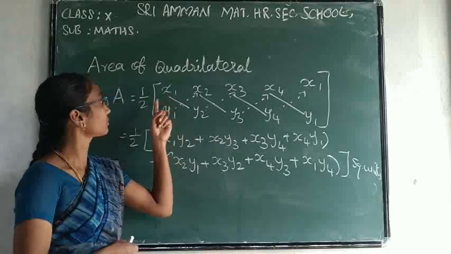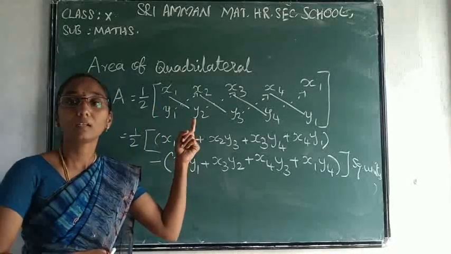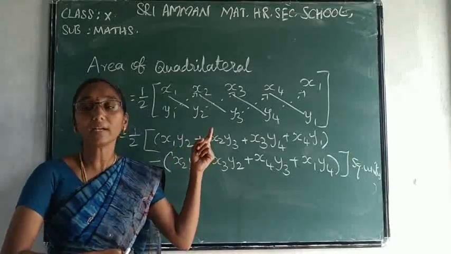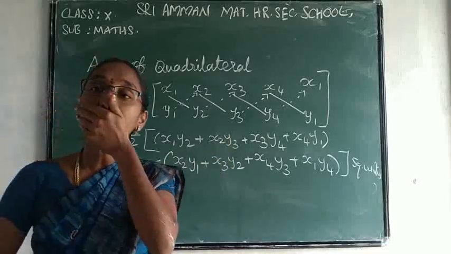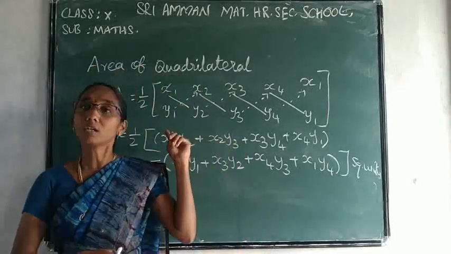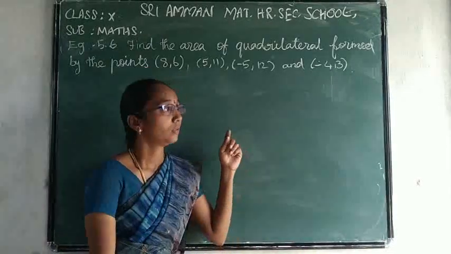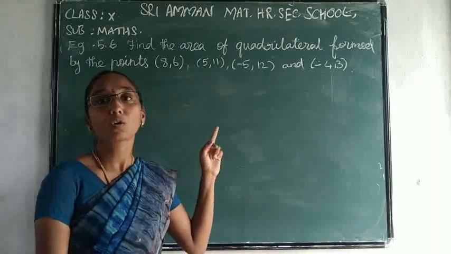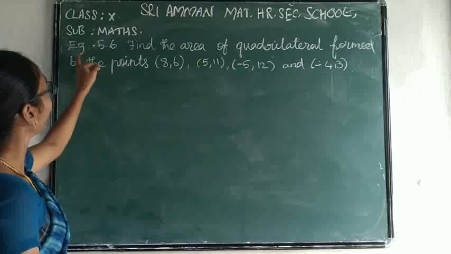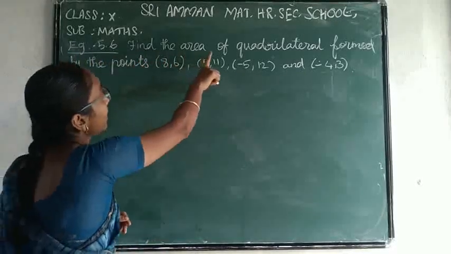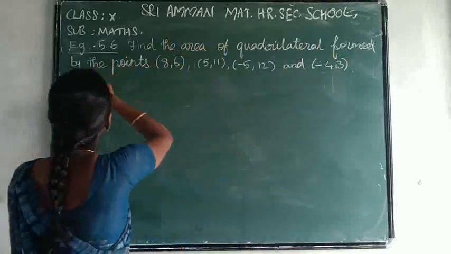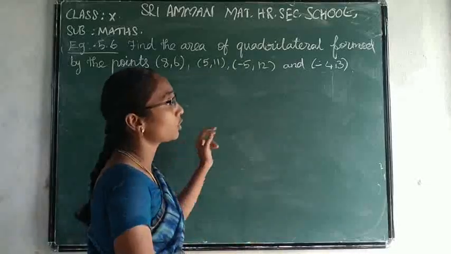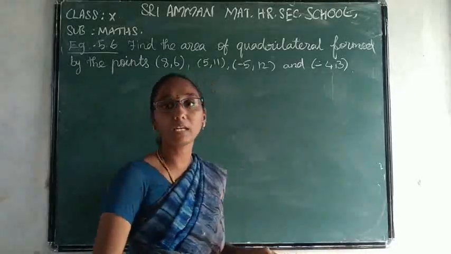Keep this easily in your mind. Sums are done in this way, it's very easy. Now I am going to explain one example for area of the quadrilateral. Now I explain example 5.6. This is the example for area of a quadrilateral. Listen. Example 5.6. Find the area of quadrilateral formed by the points 8, 6, 5, 11, minus 5, 12 and minus 4, 3.